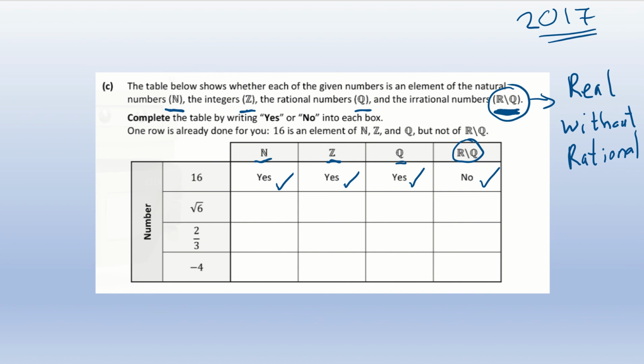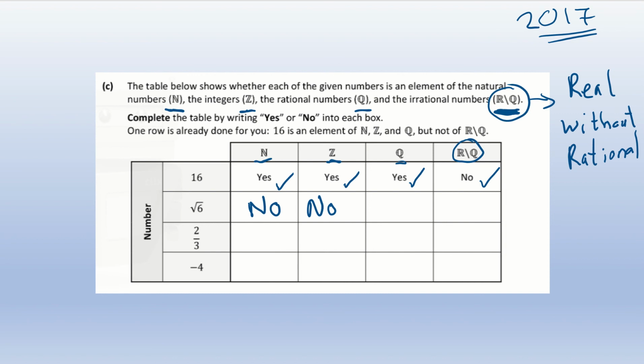Okay, we'll try root 6 ourselves. And we need to ask ourselves, root 6, well, is it a natural number? Well, it's not a natural number. Natural numbers are just positive whole numbers. So we're going to say no. Is it an integer? Well, integers are positive and negative whole numbers, so no. Can it be written as a fraction? Q, quotient, which means something divided by something, which means a fraction. Can it be written as a fraction?